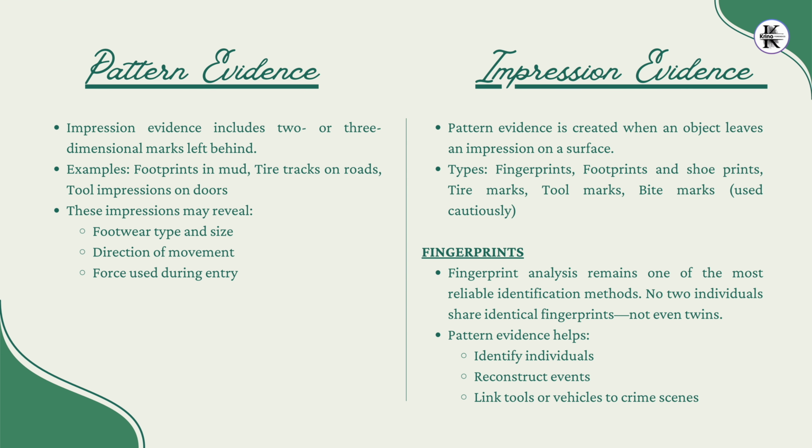Now, moving ahead, let's look at evidence based on patterns. Pattern evidence is formed when an object leaves an impression. This includes fingerprints, footprints, tire marks, and tool marks. Among these, fingerprints are one of the most reliable methods of identification because no two individuals, even twins, have identical fingerprints. So, pattern evidence helps us to identify individuals and reconstruct events. And closely related to this is impression evidence.